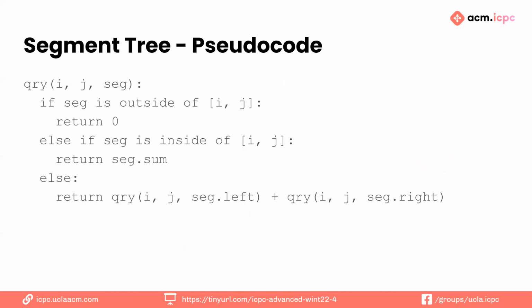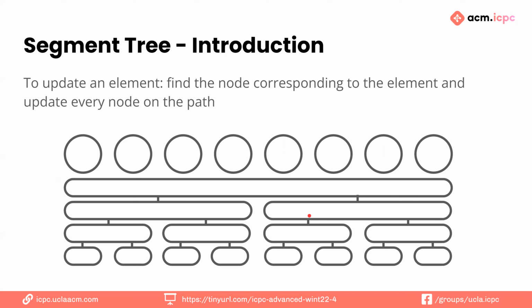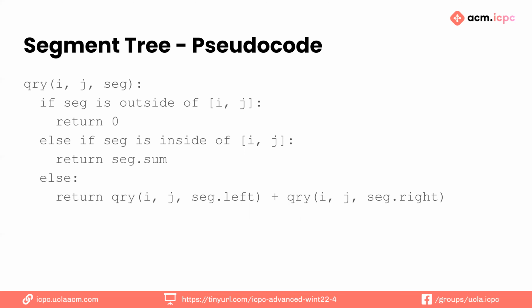Keep going for now. Here's the pseudocode. Exactly as we just described, if the current segment is completely outside, then we abort. If the current segment is completely inside, we return the sum of that segment. Otherwise, we recurse down the tree. Any questions on this slide?